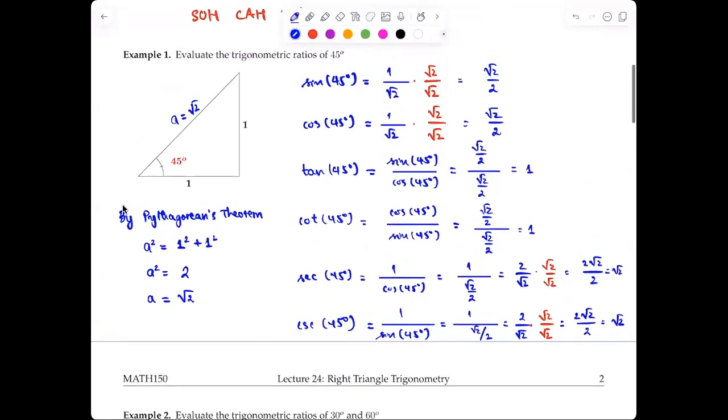Any questions on example 1? Hopefully it's straightforward. How many of you have seen these calculations already in the past? All right, so bear with me here. Let's move on to example two.